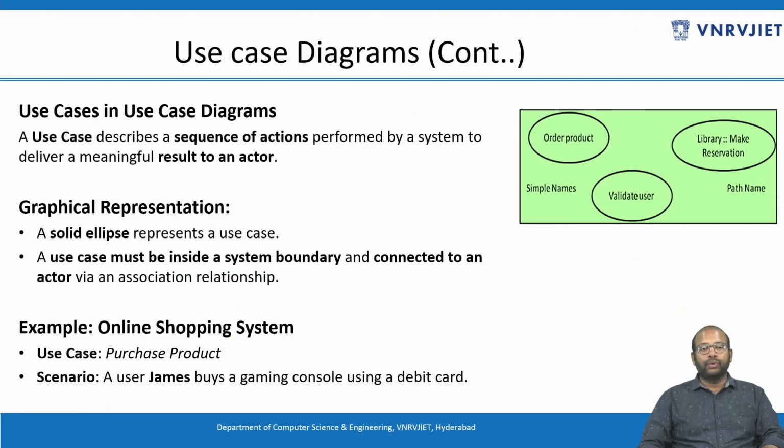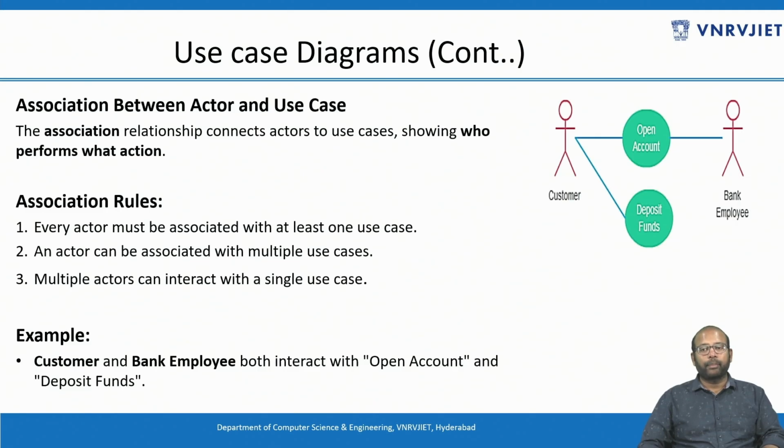And how does this use case look? It looks like a solid ellipse, and a use case must be inside a system boundary, because it should be under that area, so then only it is possible to connect with the machine. Then only you have control on that particular element. So you are doing that with the help of an actor. Between the actor and this boundary, you are making the relationship with the help of association. This is the way you are representing it.